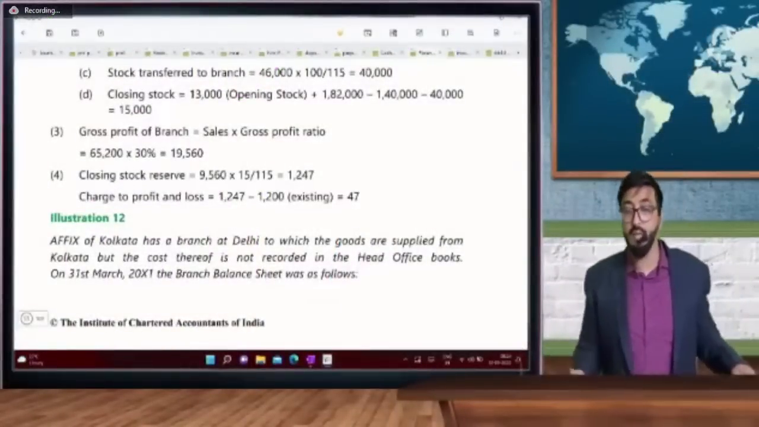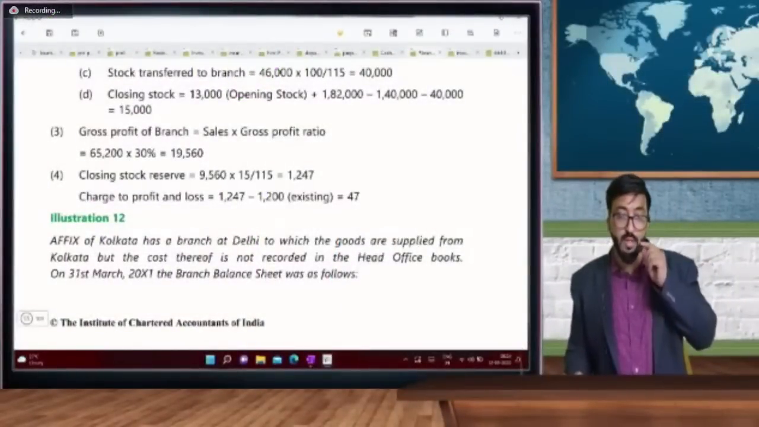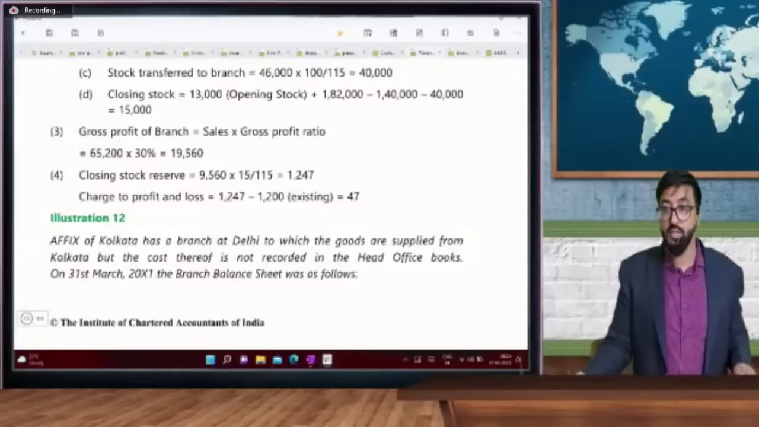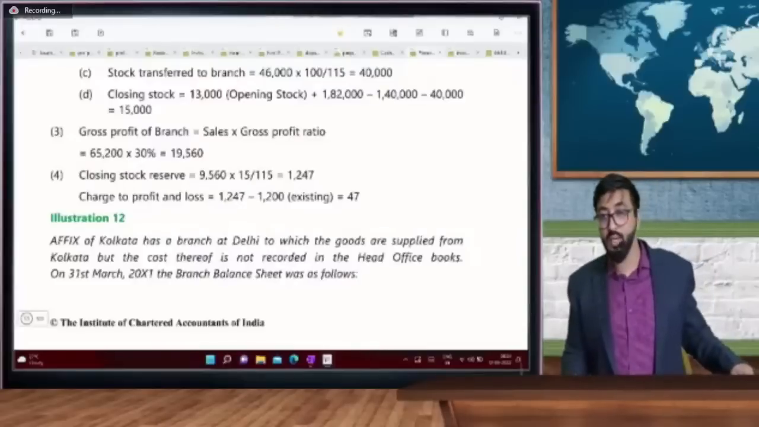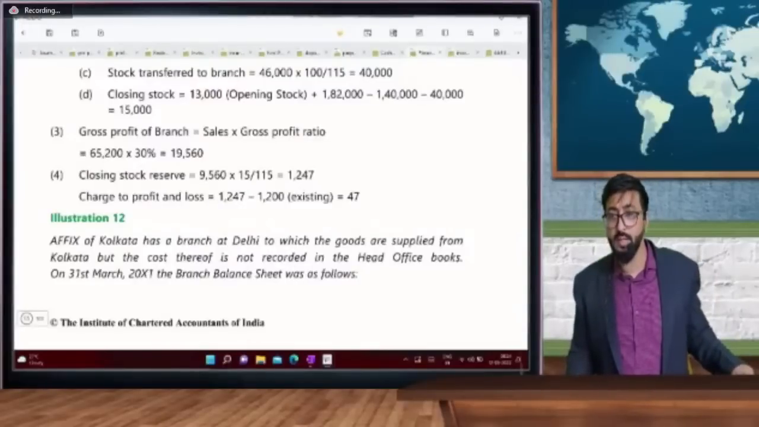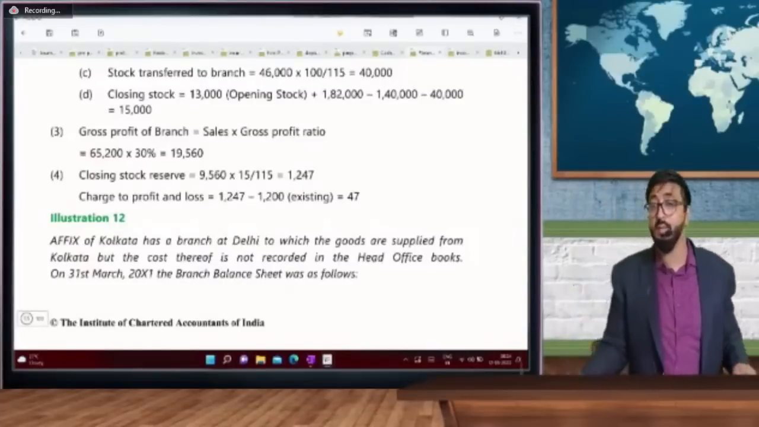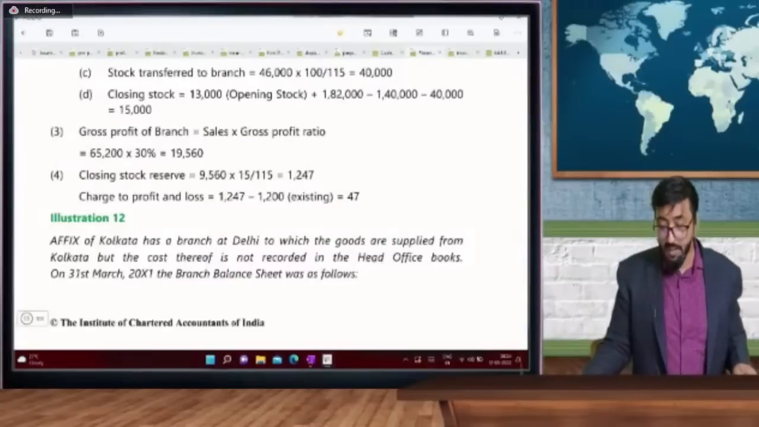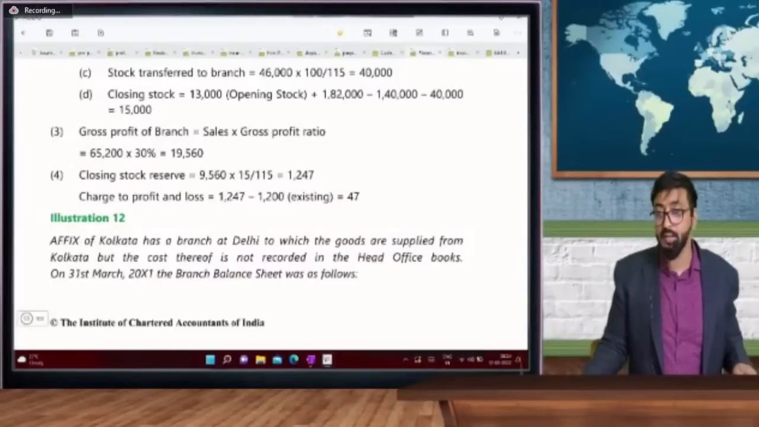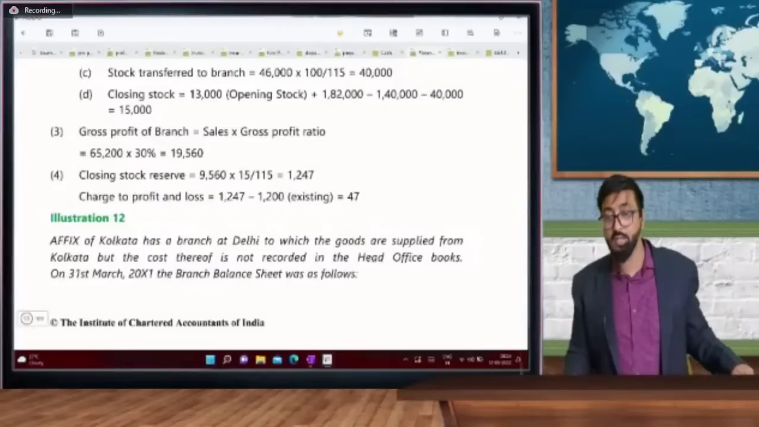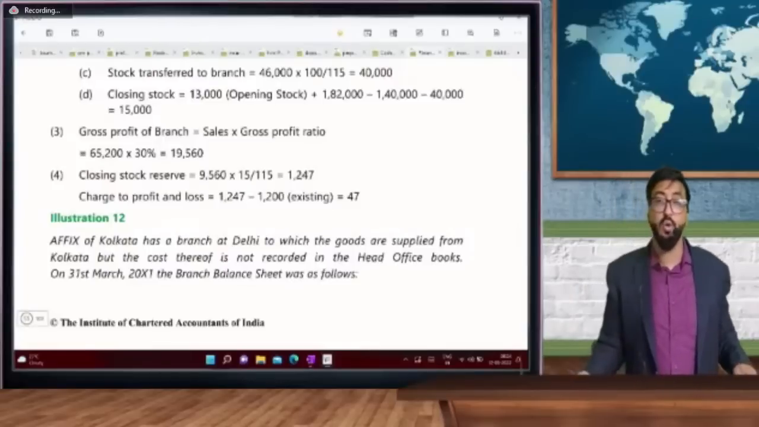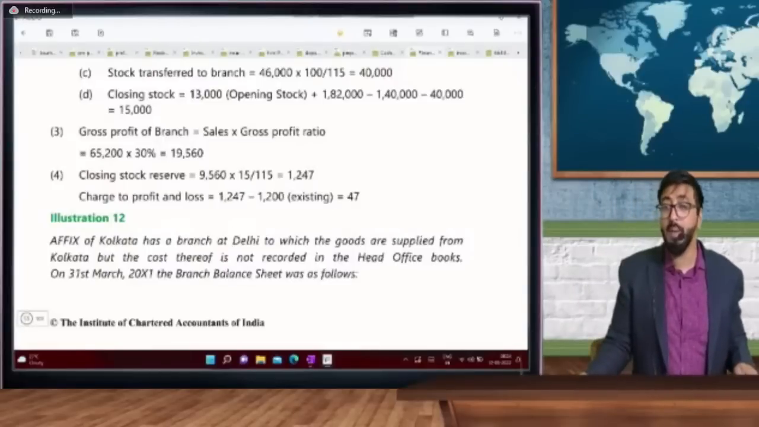Welcome back once again, beta. Now we are going to solve illustration number 12. Some illustrations are different in this branch accounting. So previously we covered all your debtors method, stock and debtors method, and we have finished with one concept of incorporation of branch profit in head office books by using the individual balance sheet technique, that is a standalone balance sheet of branch and standalone balance sheet of head office, and we merge them and we got the answer. See, beta, don't panic while solving this question.